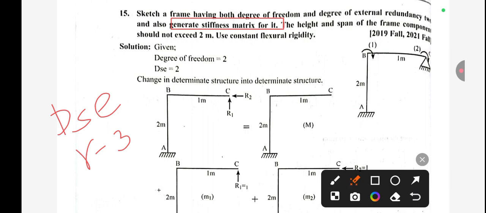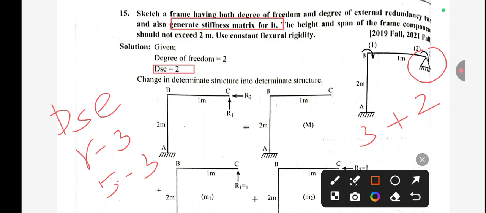this one is, you can see this is a fixed support, so we have 3 reactions. So here we get 3, and this one is a hinge support, so 2. 3 and 2 means total we have 5 unknowns. So the value of r equals 5, we have to write 5 minus 3, okay. So 5 minus 3, it means we get the value of external indeterminacy, that is 2. So you can see here this DSE equals 2 by applying this formula r minus 3.